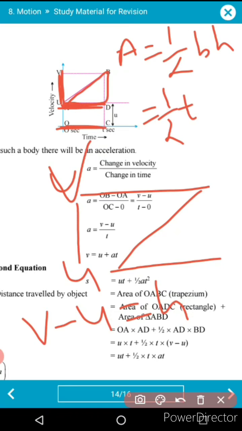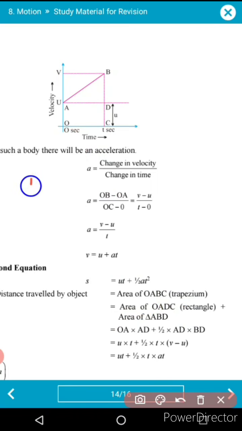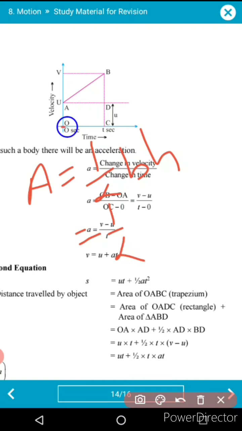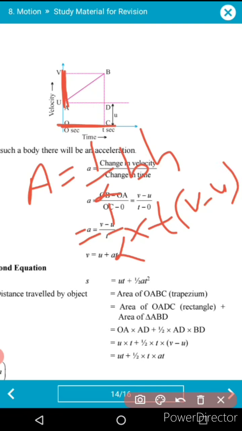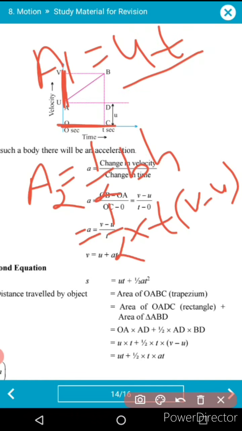So after multiplying, the area is equal to half of B into H. What is our B? B is T, this will be the breadth, and height is V minus U. Clear? So this is our second area. Our first area will be UT. So the sum of both areas is UT plus half of T into V minus U.